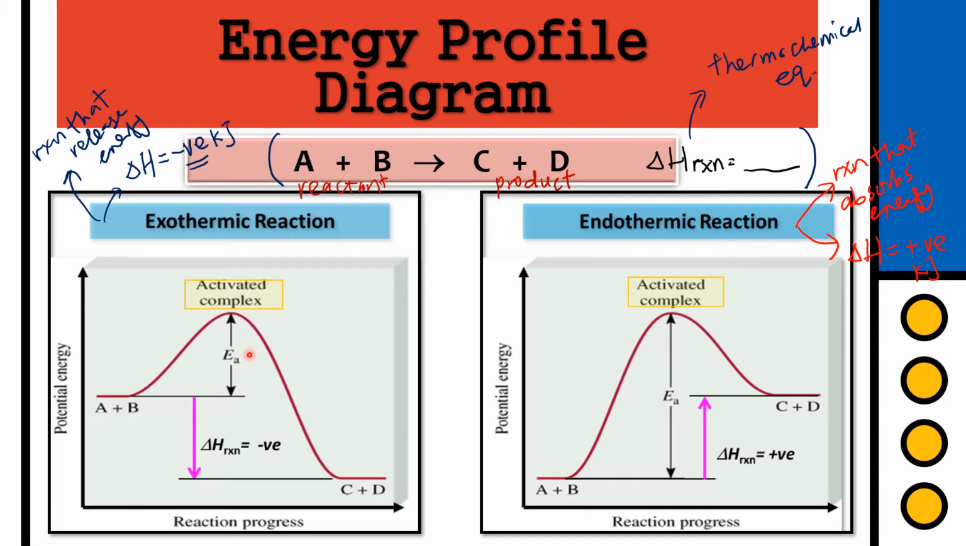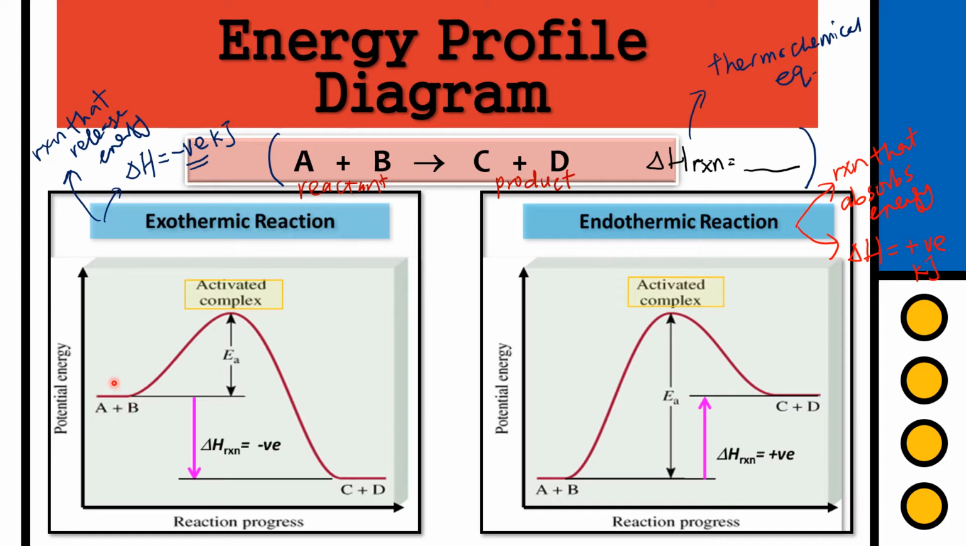Next, you must label activation energy and also the delta H reaction. Same goes with the endothermic reaction. There exists reactant, product, activated complex, the activation energy, and delta H reaction. The easiest one for you to label, the activated complex, will always be at the peak of the graph.